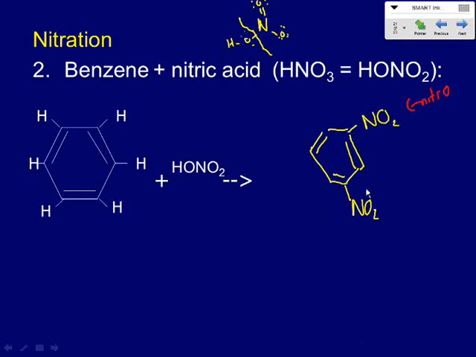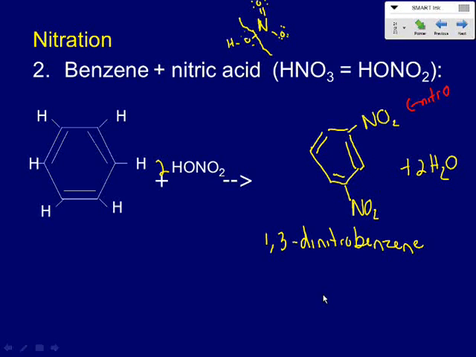It's going to be 2. So what do we have left as our other product? Oh, sorry, 2, yeah. This is also 2H2O. And the name of this is meta-dinitrobenzene, or 1,3-dinitrobenzene. 1,3-dinitrobenzene. All right?